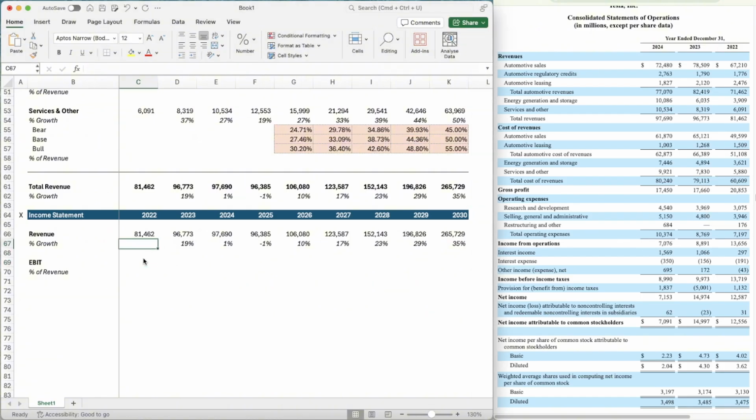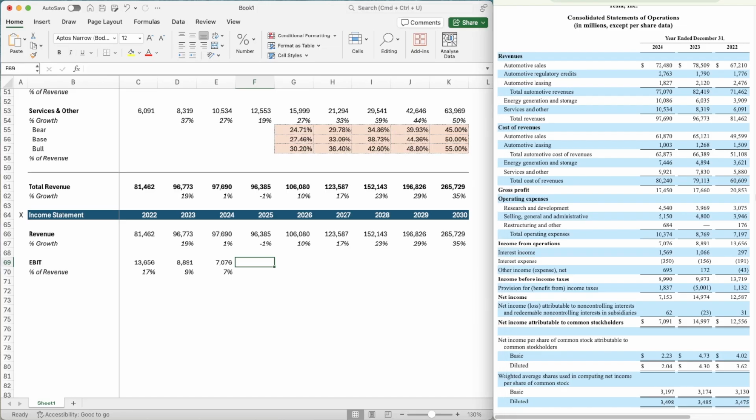So it's 7197. Just make sure you format it correctly. 7197, 8769. Pull that along. No, I've got that wrong. It's 13656, 8891, 7076. We want to know what this is as a percentage of revenue. 17%.